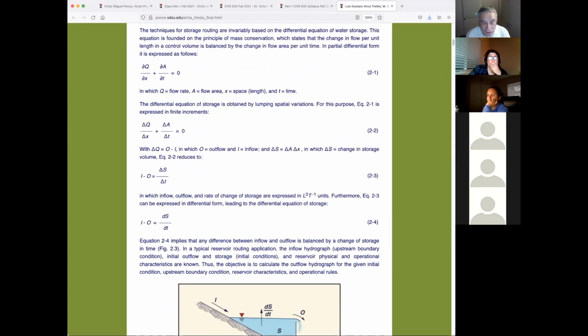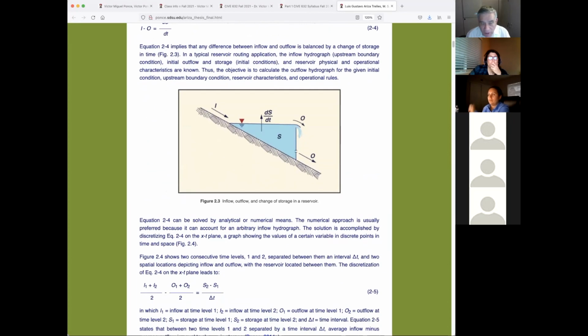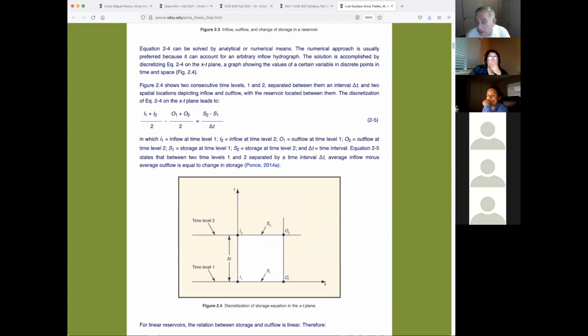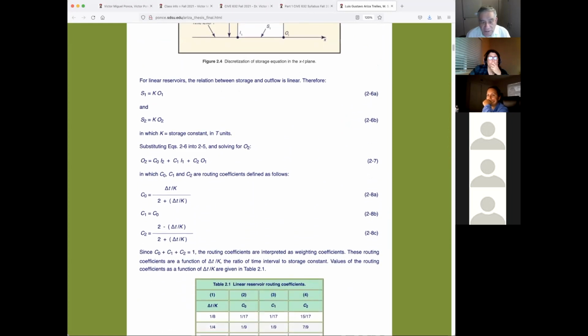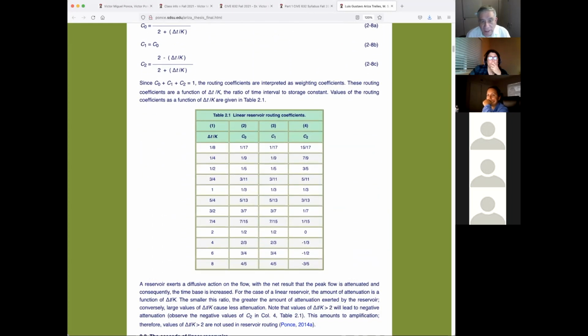He's talking about storage routing in here. It's a good review, by the way. And all theses should have a good review of the material. The time levels, the linear reservoir constants, because that's what he's going to be doing, linear reservoirs, right? When you get to 2 in here, the C2 coefficient gets to be 0. That means rational method. So for 4, the C2 coefficient is negative. That means the flow is negative.